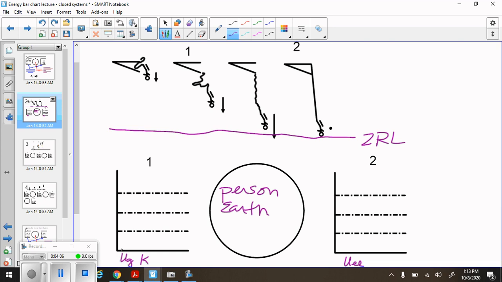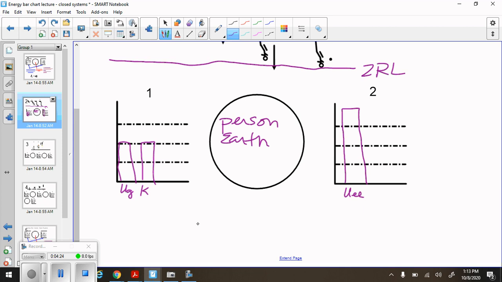Let's try that again. Okay, so we have 2 blocks. I gotta get oriented here. 2 blocks of gravitational potential energy, 2 blocks of kinetic energy, and then at the end there's no kinetic, no gravitational potential. It's all elastic potential. So we have 4 blocks of elastic potential energy. So we're showing that our energy is conserved here.